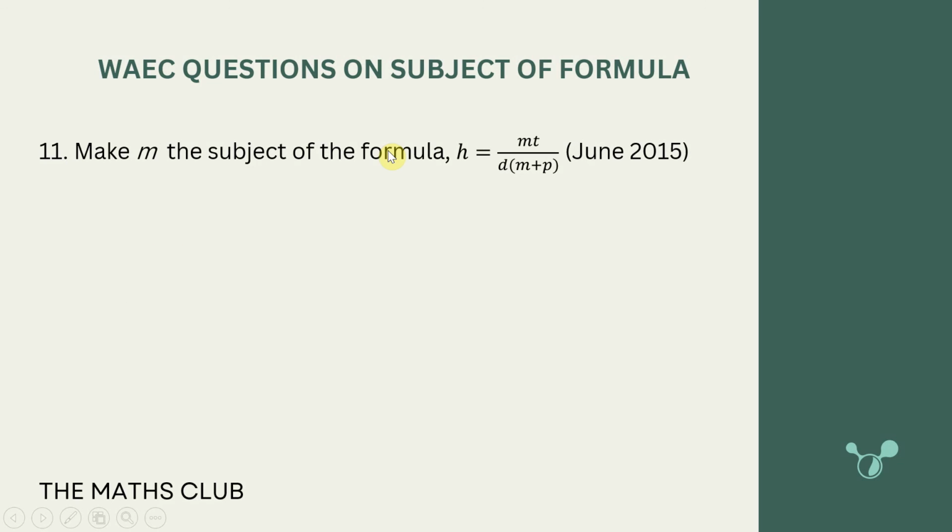Great. Question 11 says that we should make M the subject of the formula H is equal to MT all over D open bracket M plus P. I want you to pause the video and try this out yourself.